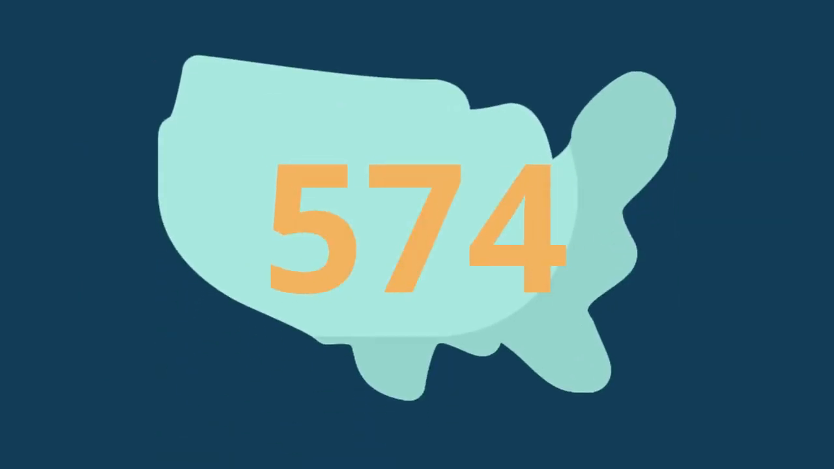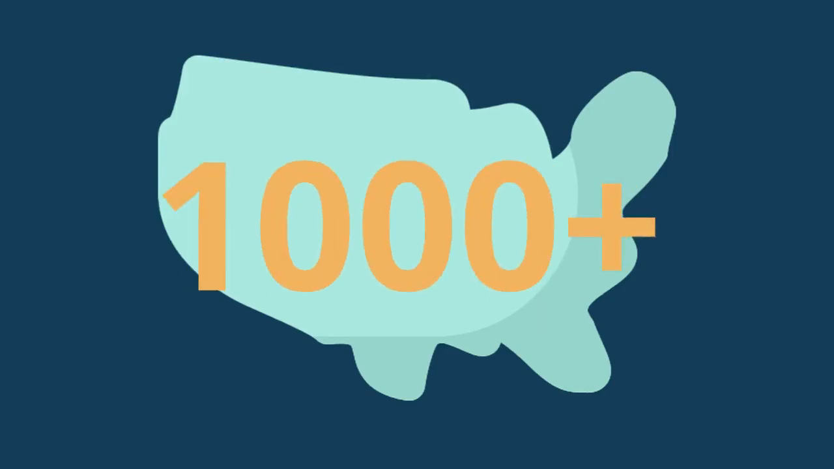Currently, there are 574 federally recognized tribes. That means that there are 574 tribal nations independently operating at this very moment. But remember, there are actually tens of thousands of tribes across the United States. It's just that many of them are ignored. Now, why are so many tribal communities left unrecognized? There are a couple reasons.